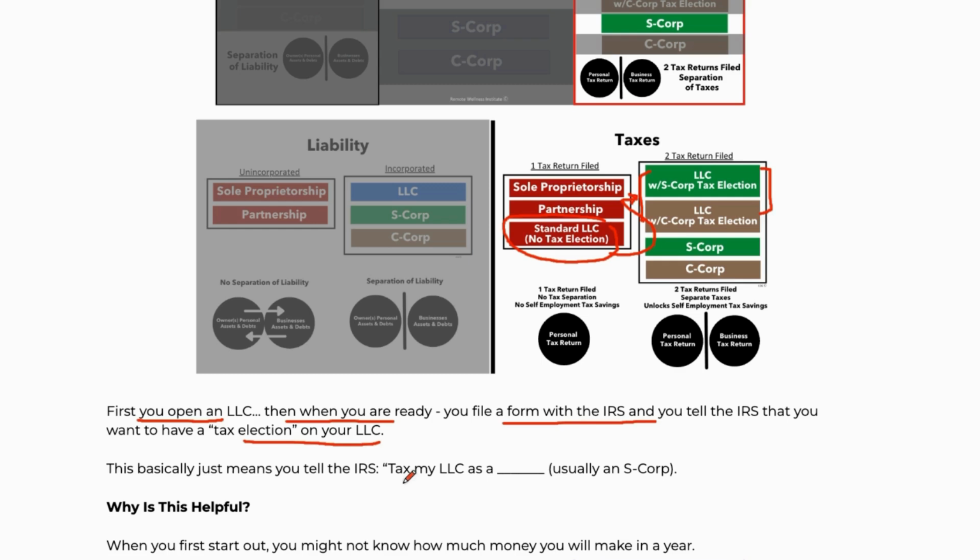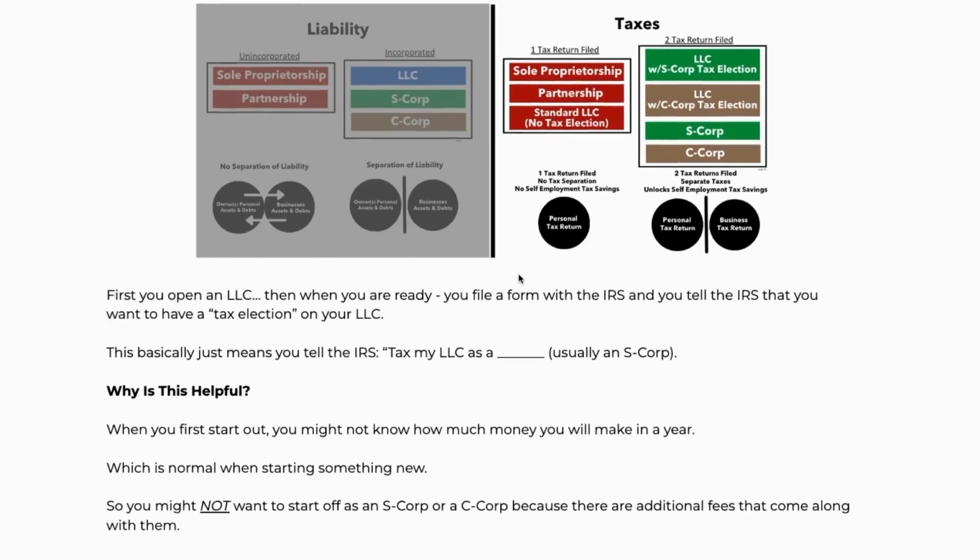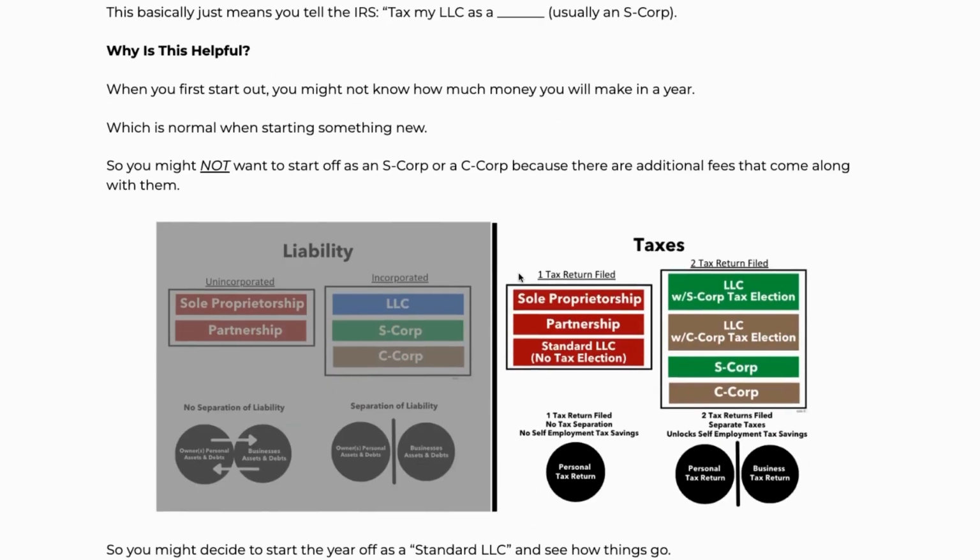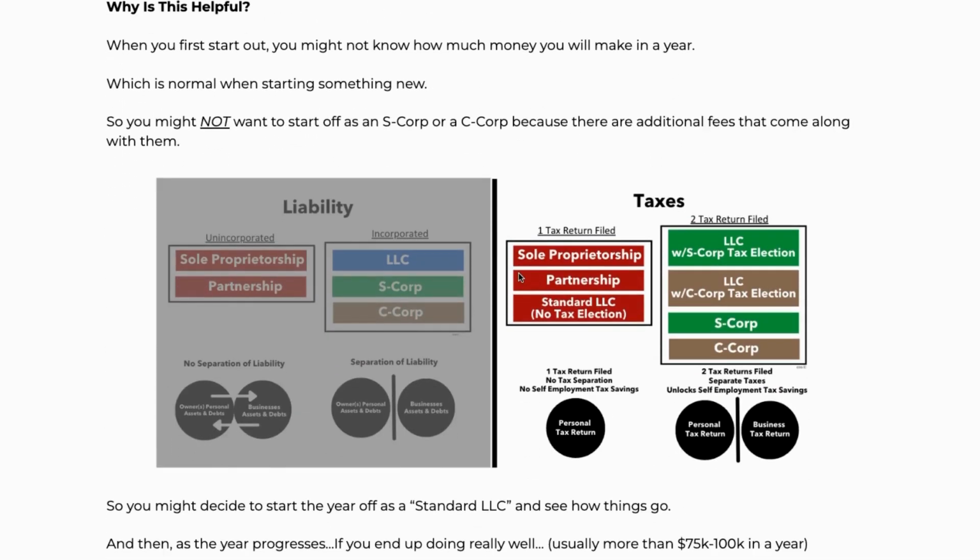Now, why is this helpful? The reason why it is helpful to be able to change this chameleon type of behavior is because when you first start out with your LLC, if you decide to go with the LLC, we'll talk about some of the options in an upcoming training section. But when you first start out, you might not know how much money you are going to make in a year. And that is completely normal, right? Because you are starting something new. So you might not want to start off as an S Corp or a C Corp off the bat.